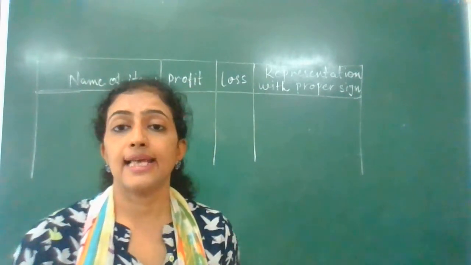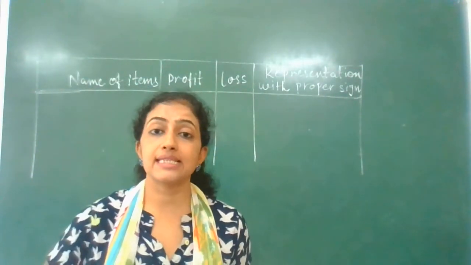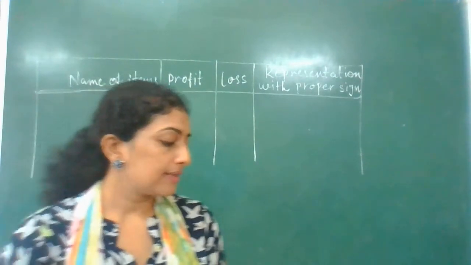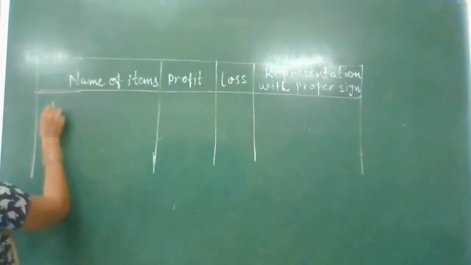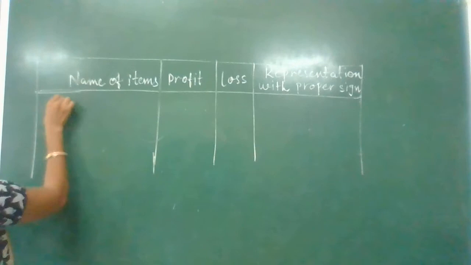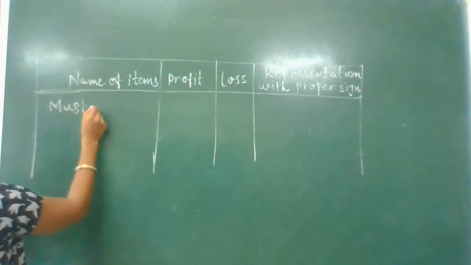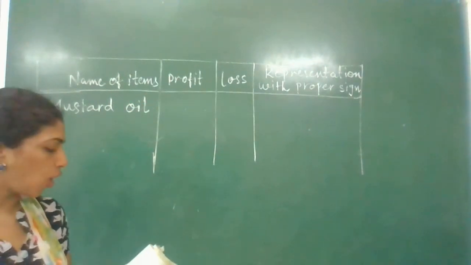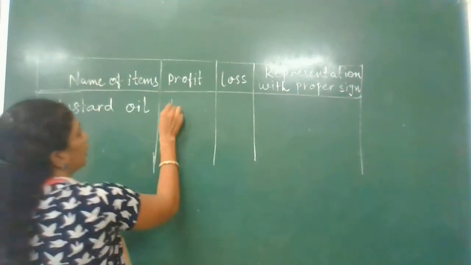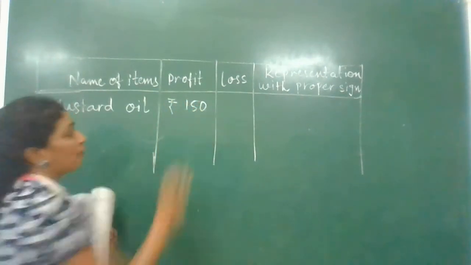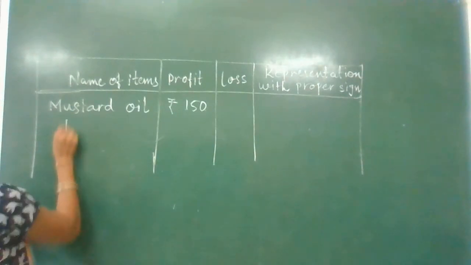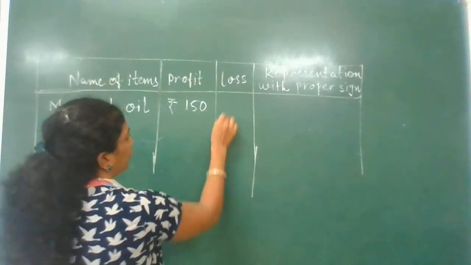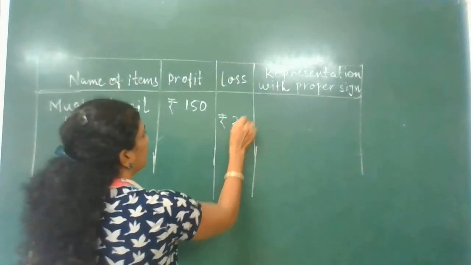This table is from your textbook, page number 116. You can do it in your textbook after watching this video. The first is mustard oil. Mustard oil has a profit of rupees 150. Second is rice. Rice has a loss of rupees 250.